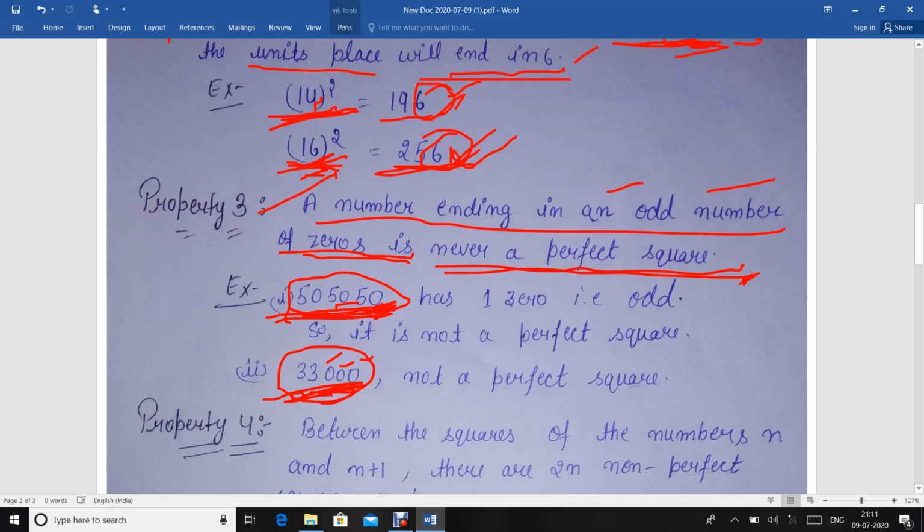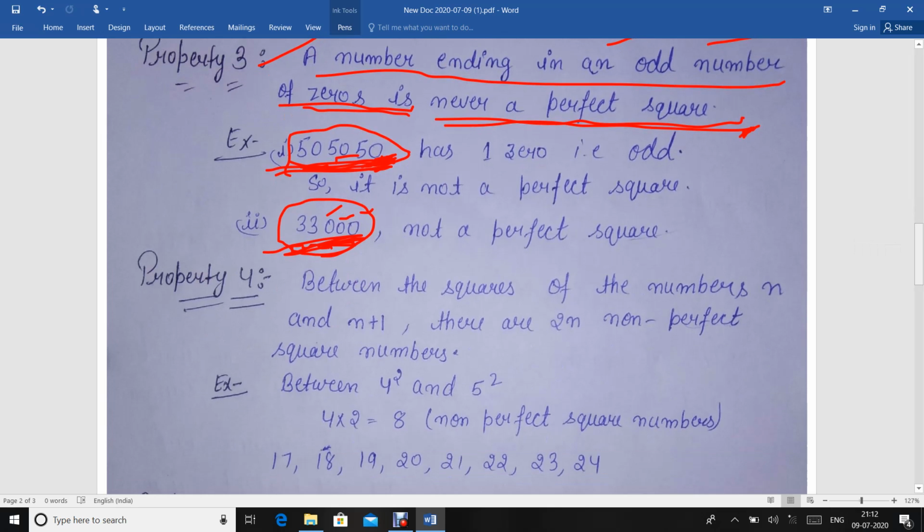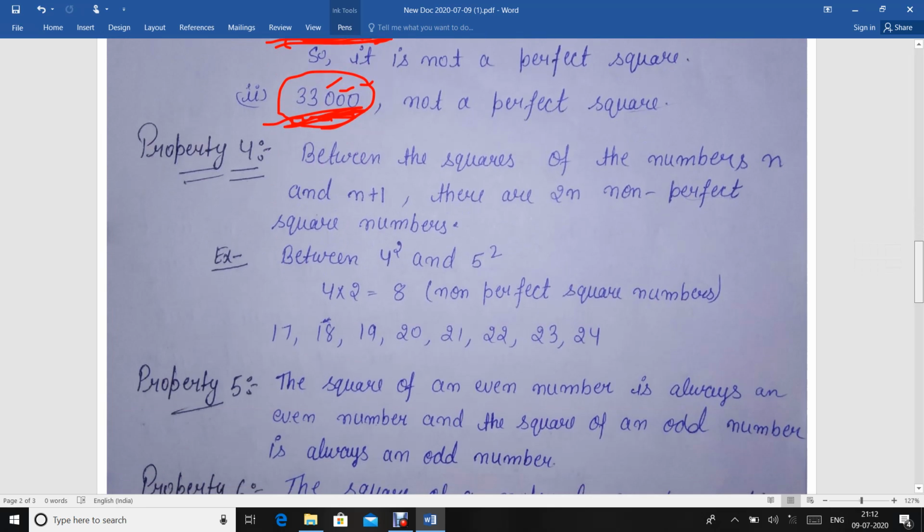Listen, these properties are very beneficial for you. These properties will help you to solve questions verbally and in less time. So please memorize, which means learn these properties, and please be careful about this video and try to learn these properties and concepts.